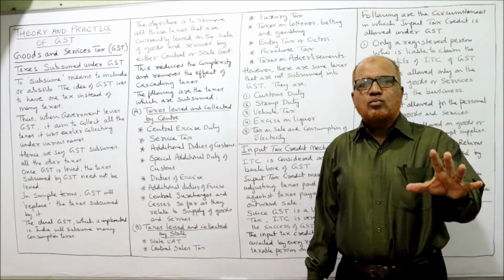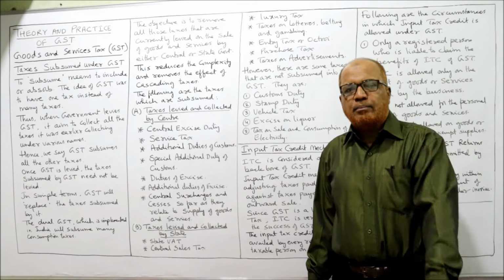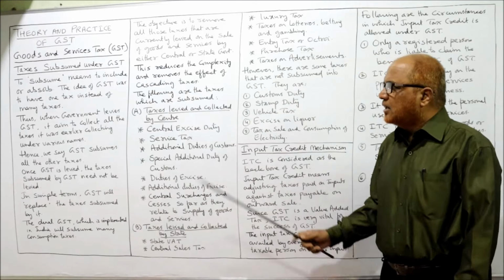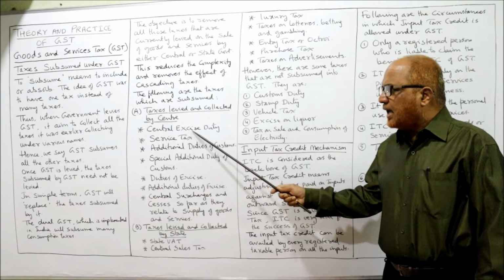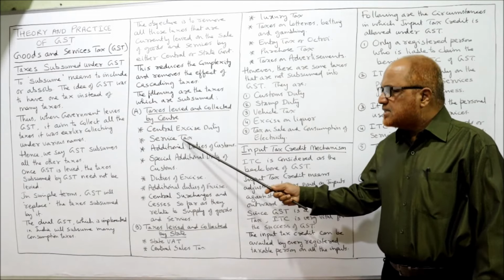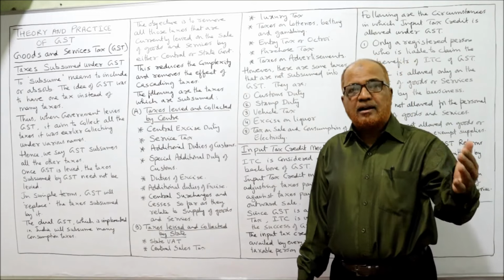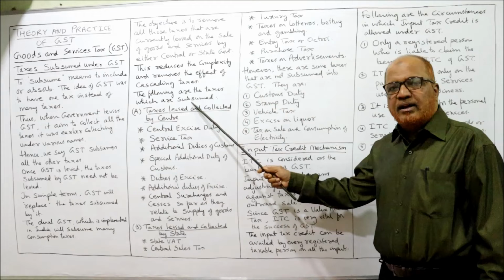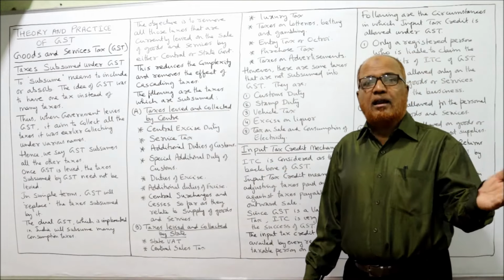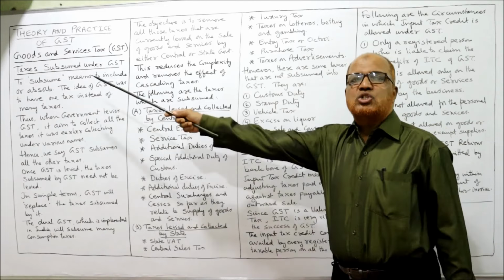So all the taxes, whether earlier taxes were applied by central government or the taxes applied by the state government. So first of all, taxes levied and collected by central. Central excise duty. Then service tax. Central excise duty was the earlier tax which was applied by the central government. So these are the taxes which are levied and collected by central earlier. And all these taxes are merged in GST.